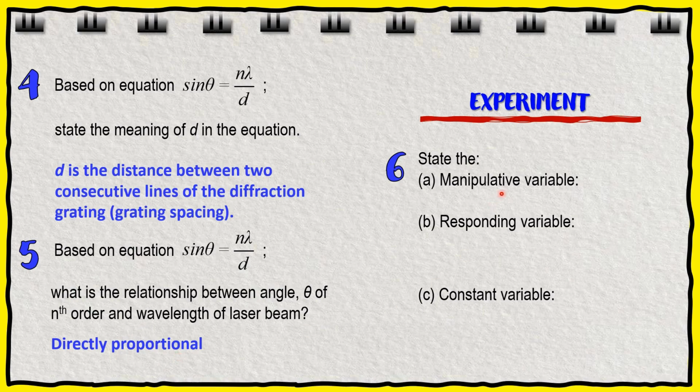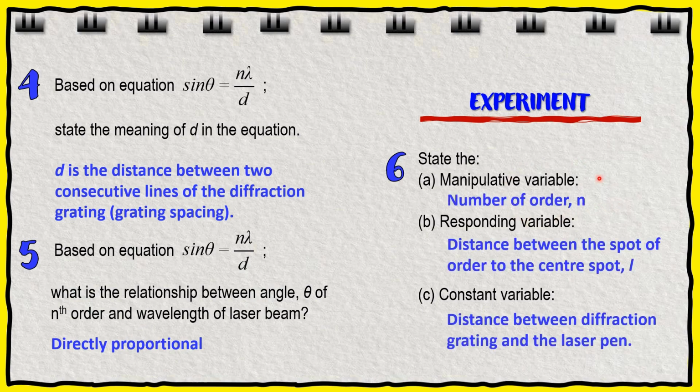And the second part is experiment. For question number 6, what is our manipulative variable in this experiment? Our manipulative variable is the number of order, and the responding variable is the distance between the spot of the order to the center spot, which is represented by L. And our constant variable is the distance between the diffraction grating and the laser pen. The distance is around 30 centimeter from the laser pen to the diffraction grating.